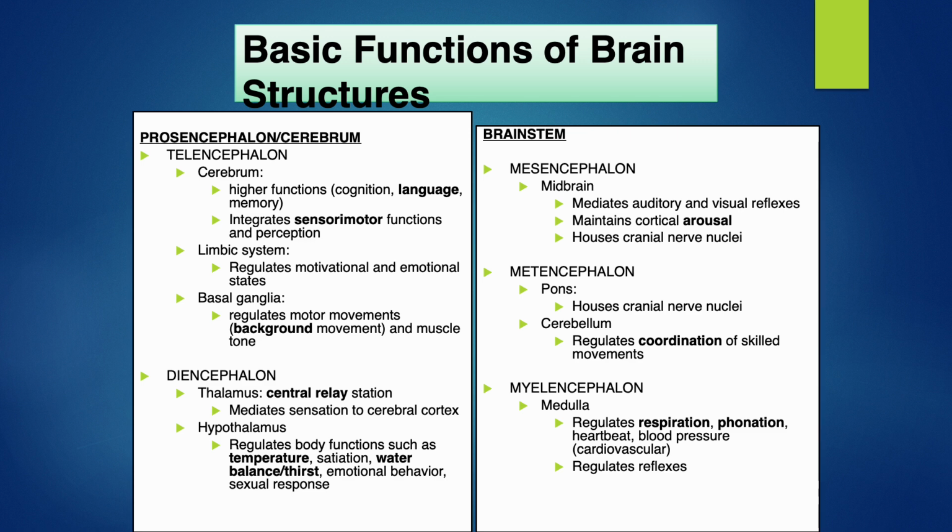And then the myelencephalon is, of course, your medulla, and it regulates respiration, phonation, heartbeat, blood pressure, kind of important, regulates reflexes, and it's largely where the biggest portion of the corticospinal tract decussates, and houses cranial nerves 9, 10, 11, and 12. So hypoglossal and vagus both exit there, critical for speech and swallowing.